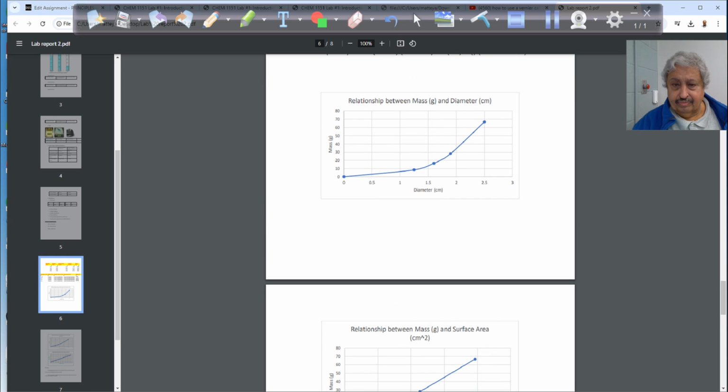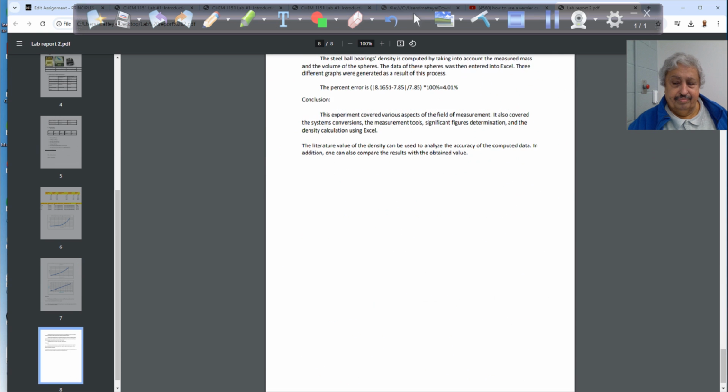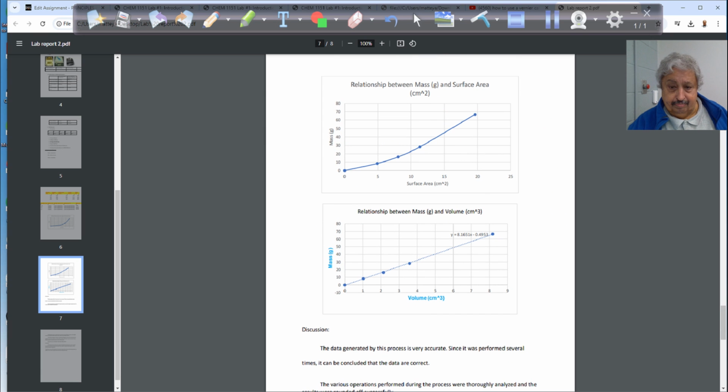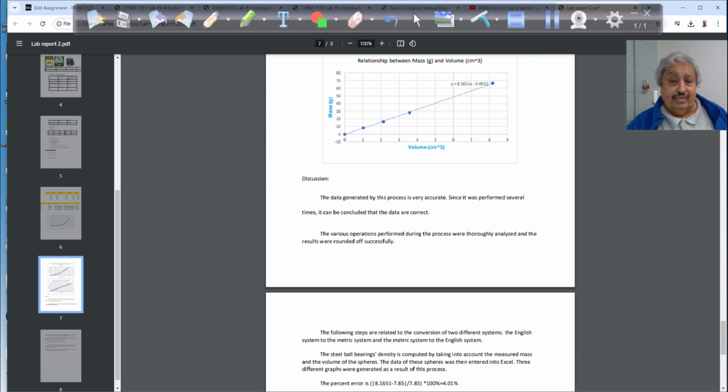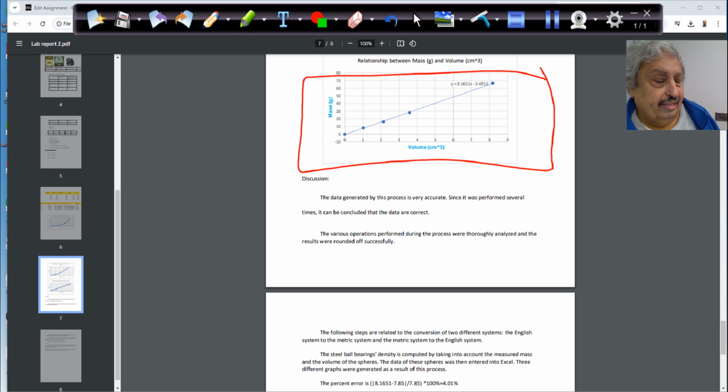First here, it is mass against diameter, correct? From the table at the top. Correct? Mass over surface area. Mass over the volume, that's our goal here. That's what's really very important. And you get the linear relationship. Your y-axis is the mass. Your x-axis is your volume, and the slope is your what?